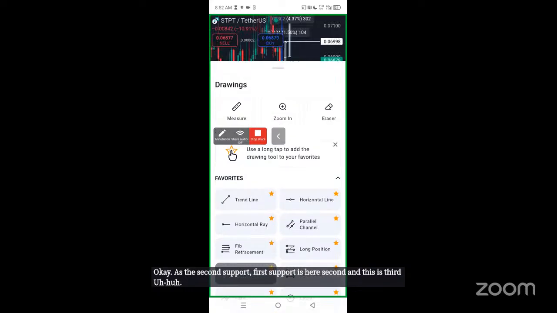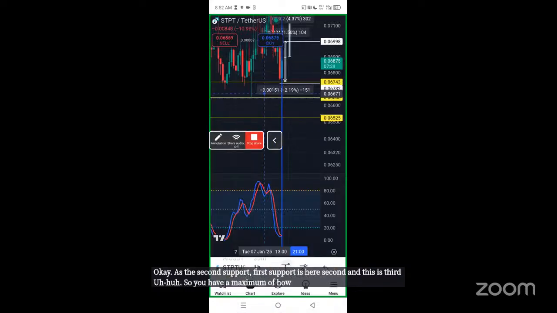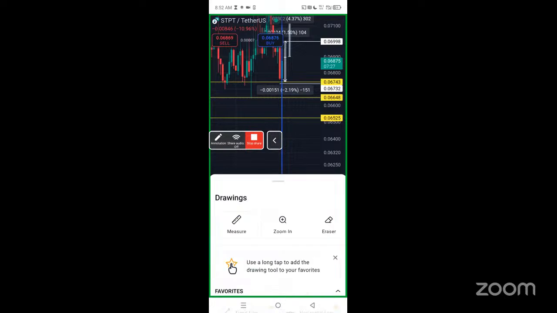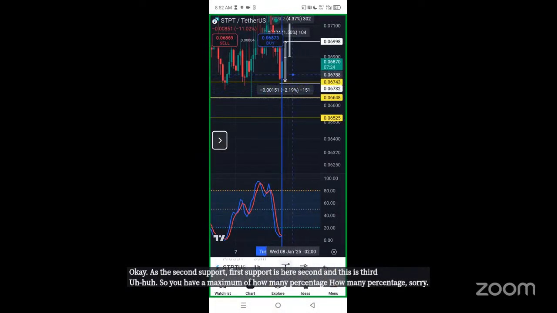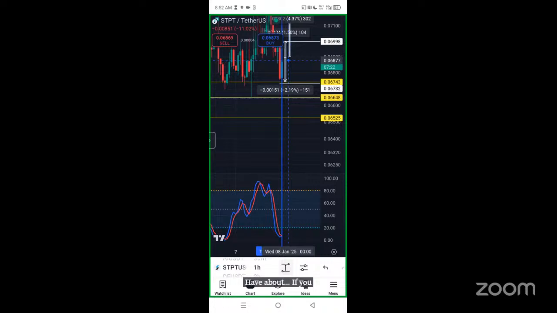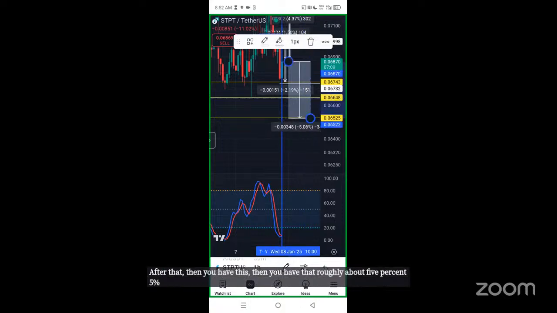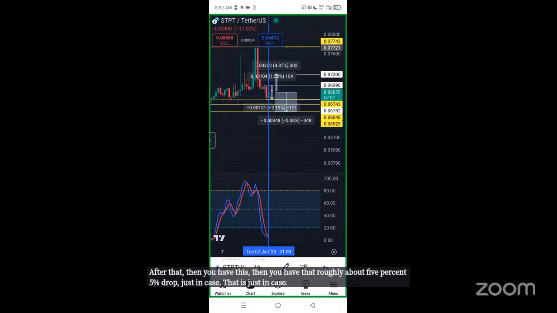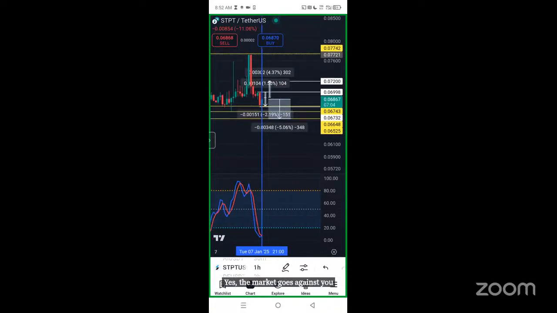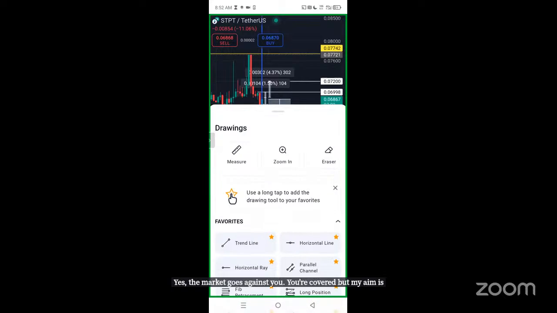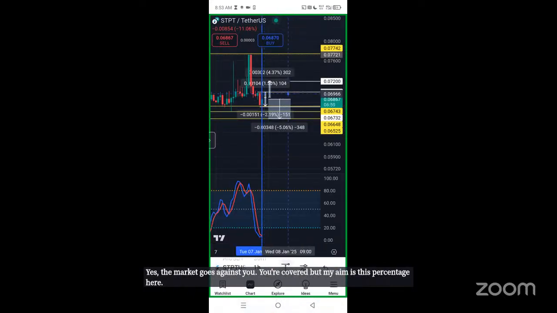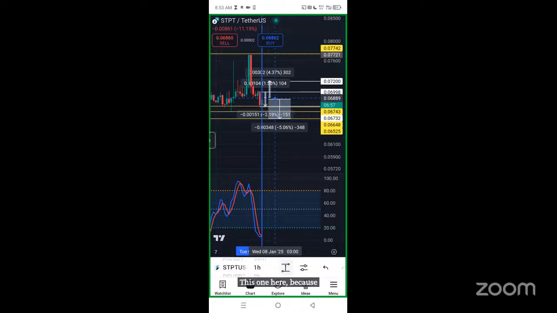So you have a maximum of how many percentage? If you enter from the opening of the next candle that will form, you have that, then this, then that, roughly about 5% drop. That is just in case the market goes against you, you're covered. But my aim is this percentage here. Because there was a serious dump, I expect a market correction.